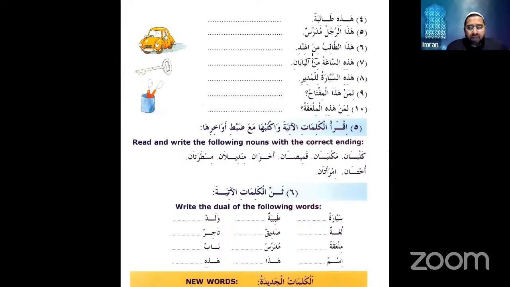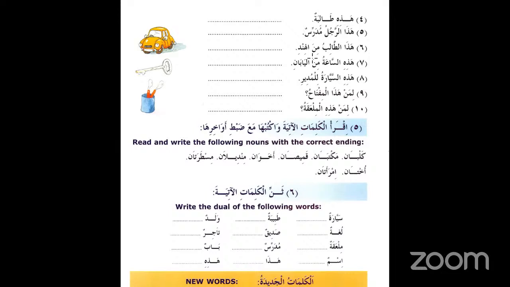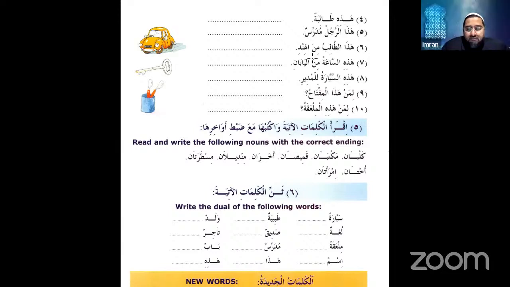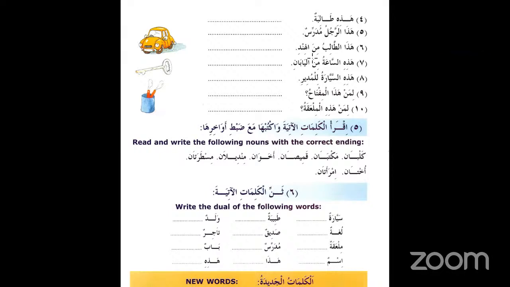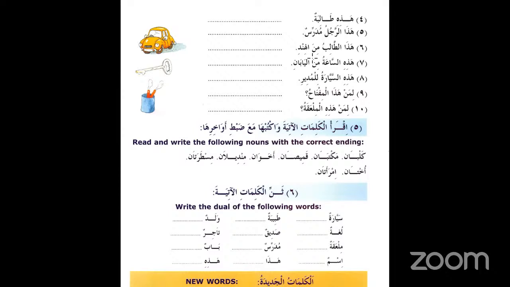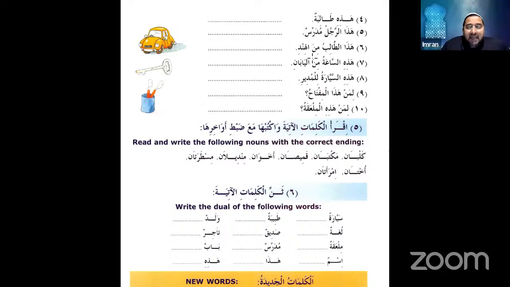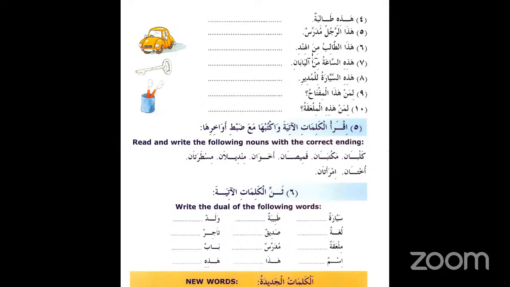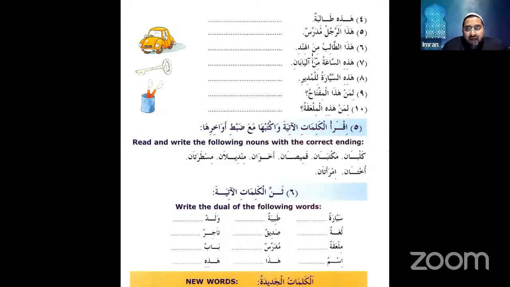Next one. هذا طالب من الهند. هذان الطالبان من الهند. Correct. And next one, Zainab Nadri.